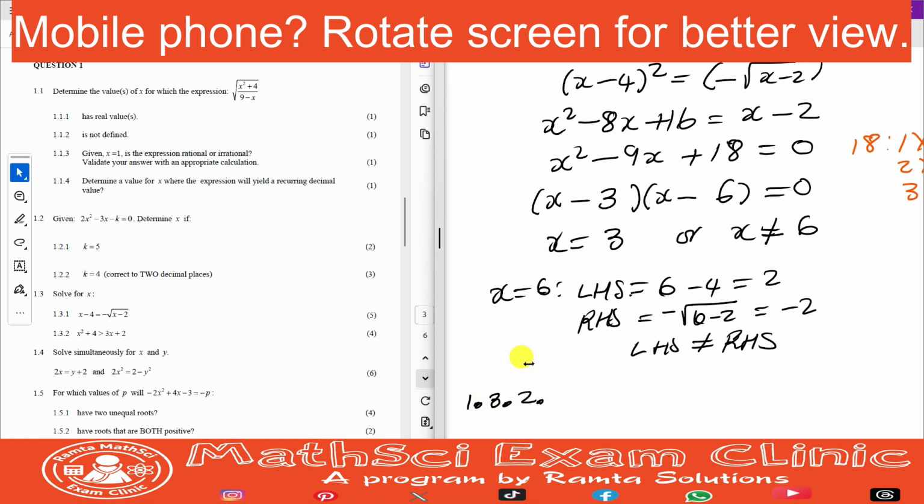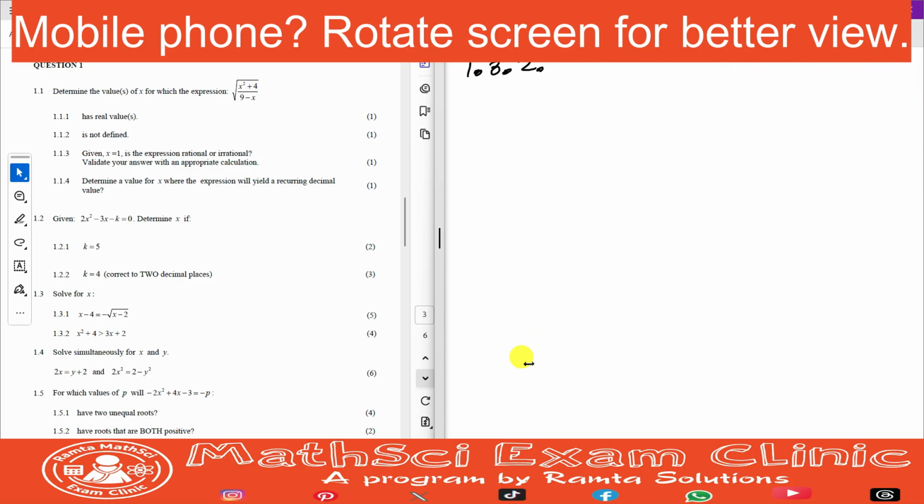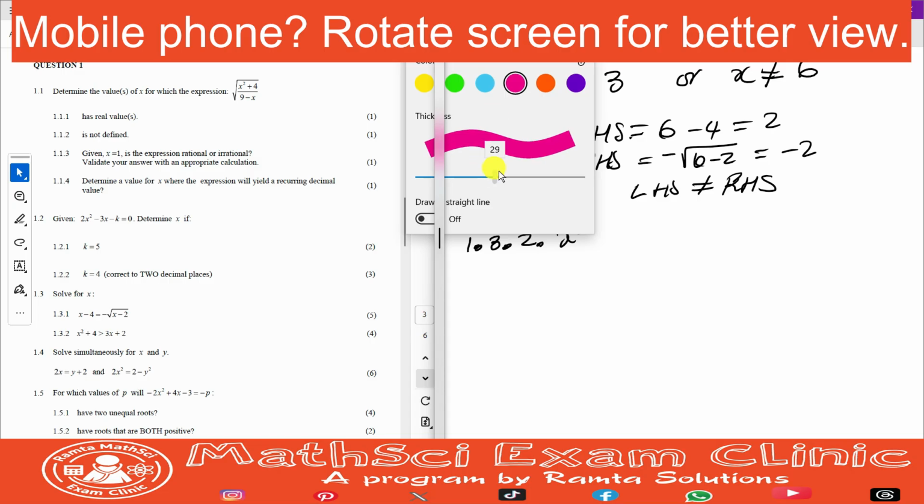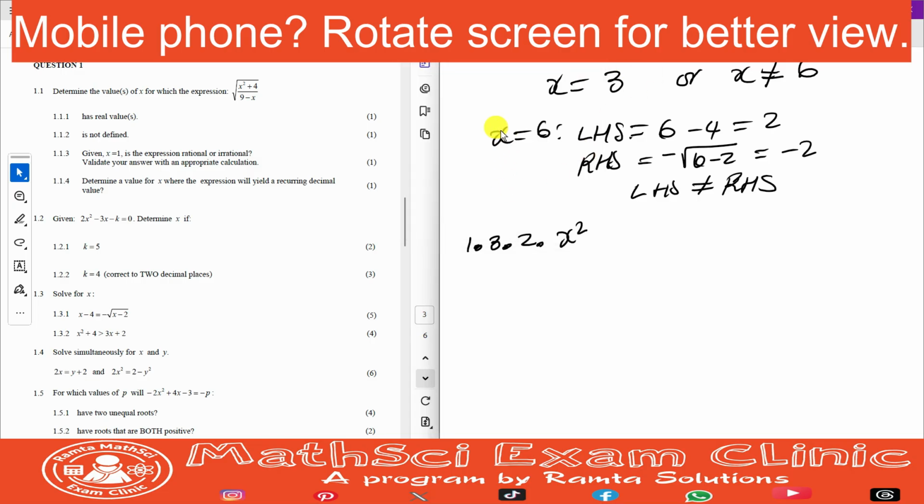1.3.2, let's go. Before I proceed, guys, remember, this is just a test you do. You don't really need to write it down.